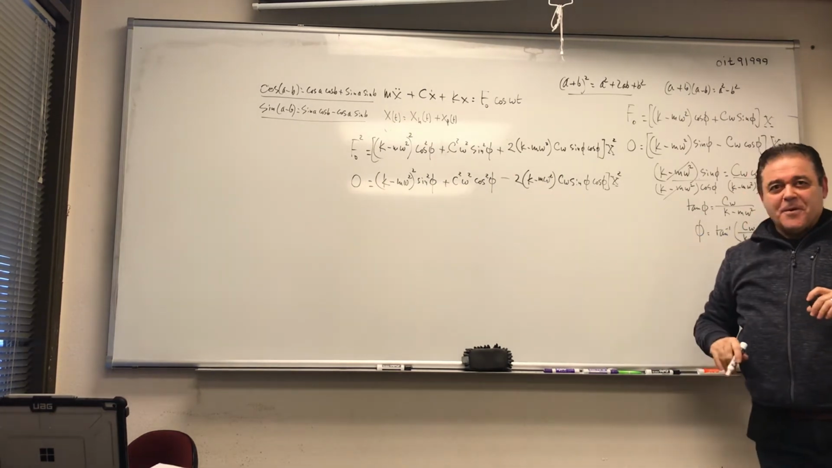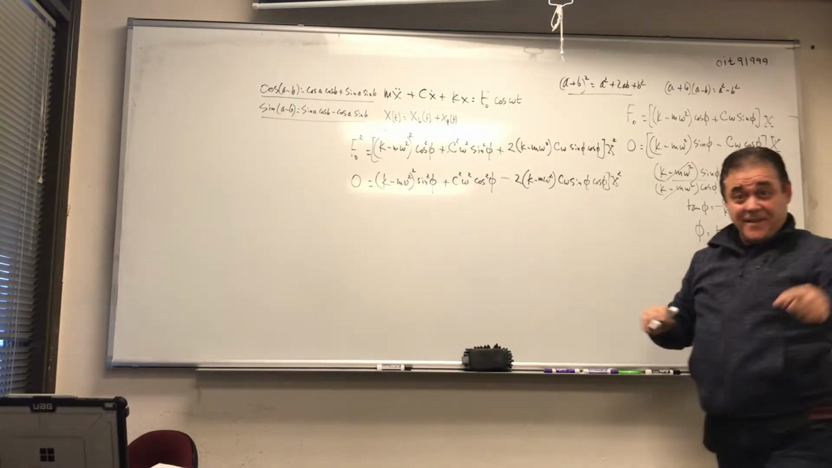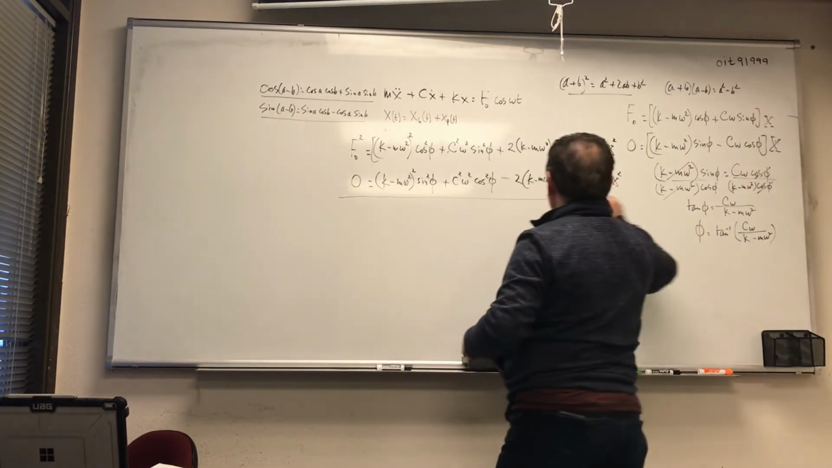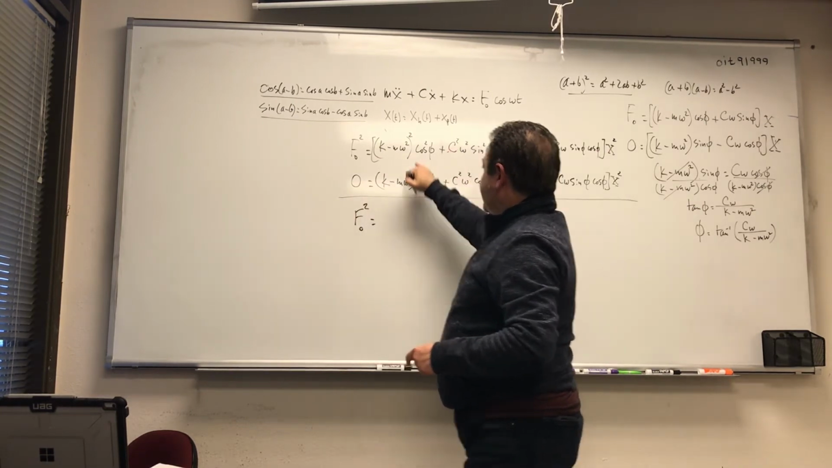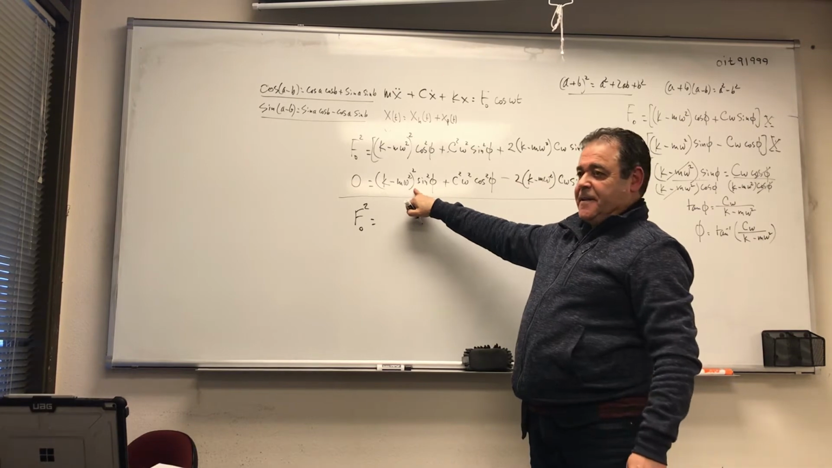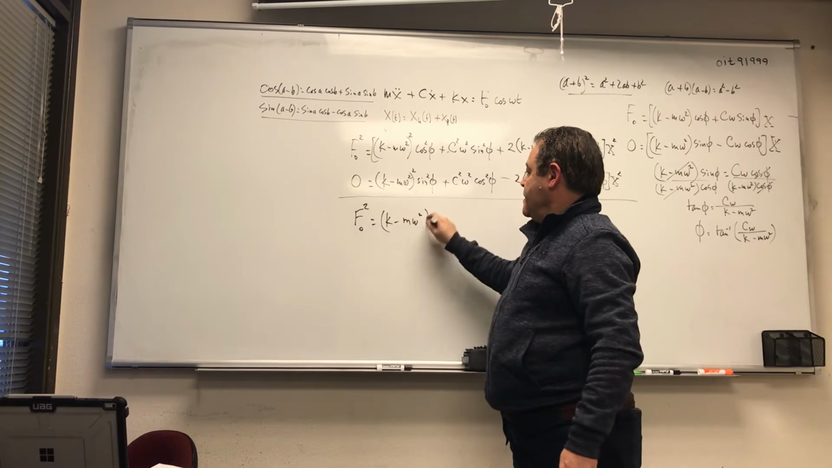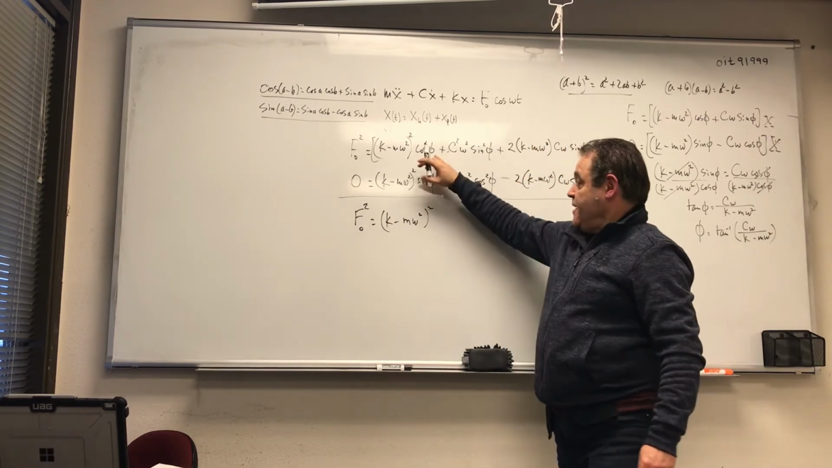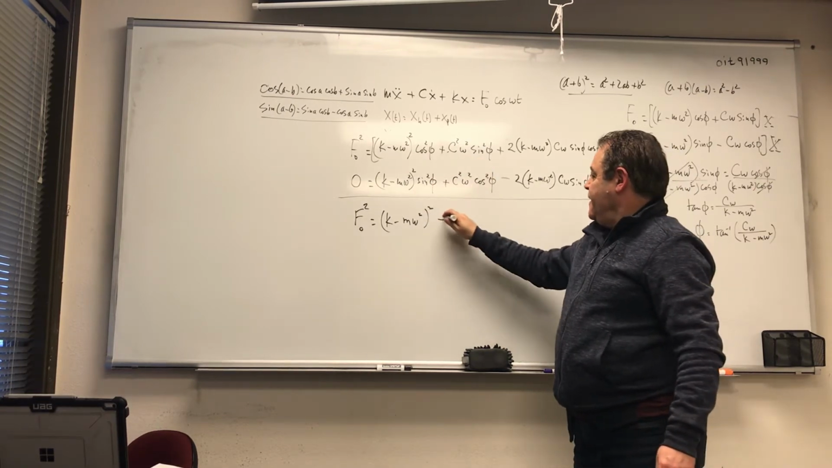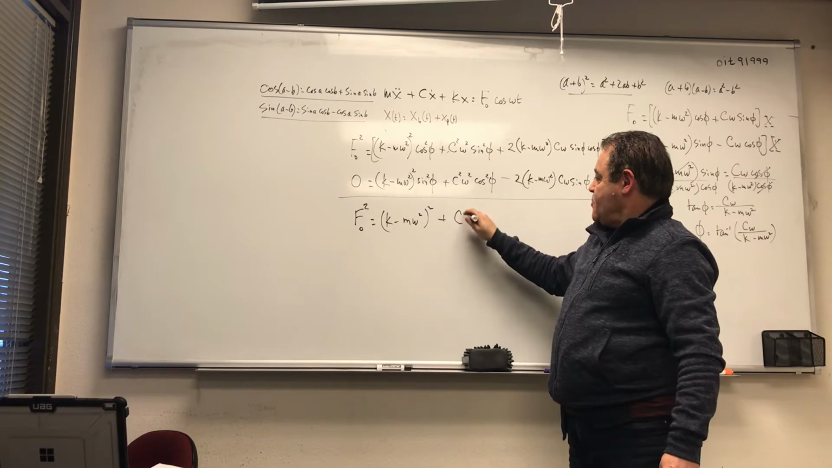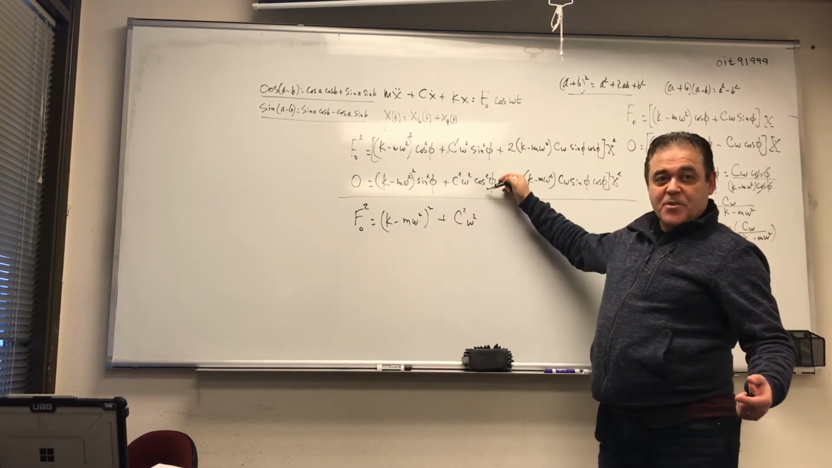What do you think I need to do now? Add the terms up. Exactly. If I add these, what do I get? This plus this, beautiful. Sine squared plus cosine squared is 1, so I just get (k − mω²)². How about here? Plus c²ω², because sine squared plus cosine squared is equal to 1.